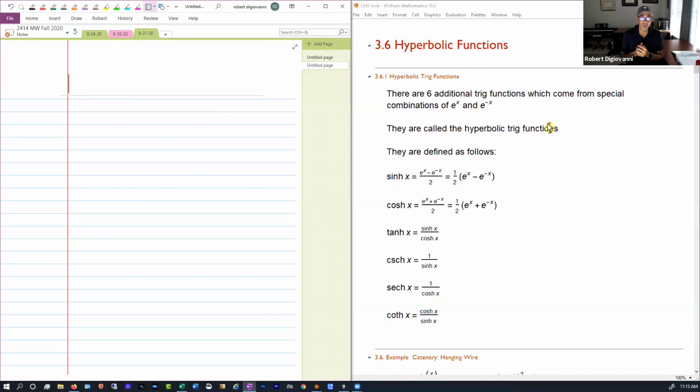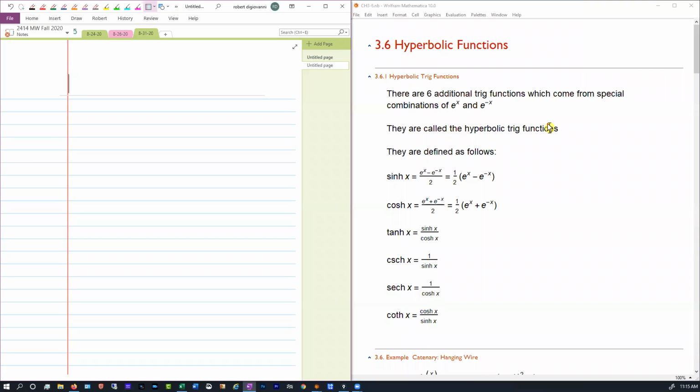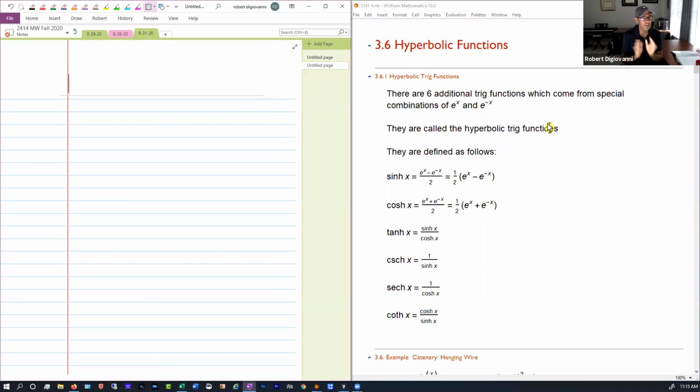Now we introduce a whole new set of trig functions called hyperbolic functions. And these are very strange, okay? Because they're not based upon the unit circle, and they're not based upon right triangle trigonometry like from pre-cal. The definition of a hyperbolic trig function comes from exponential functions. So I wanted to start by showing you a visual of what these functions kind of look like.